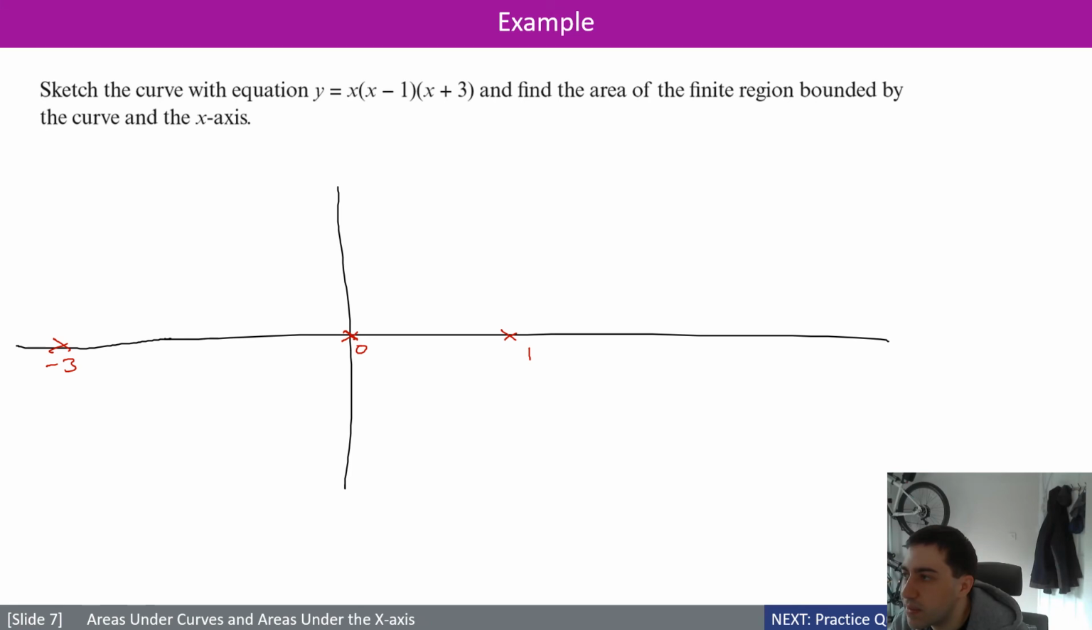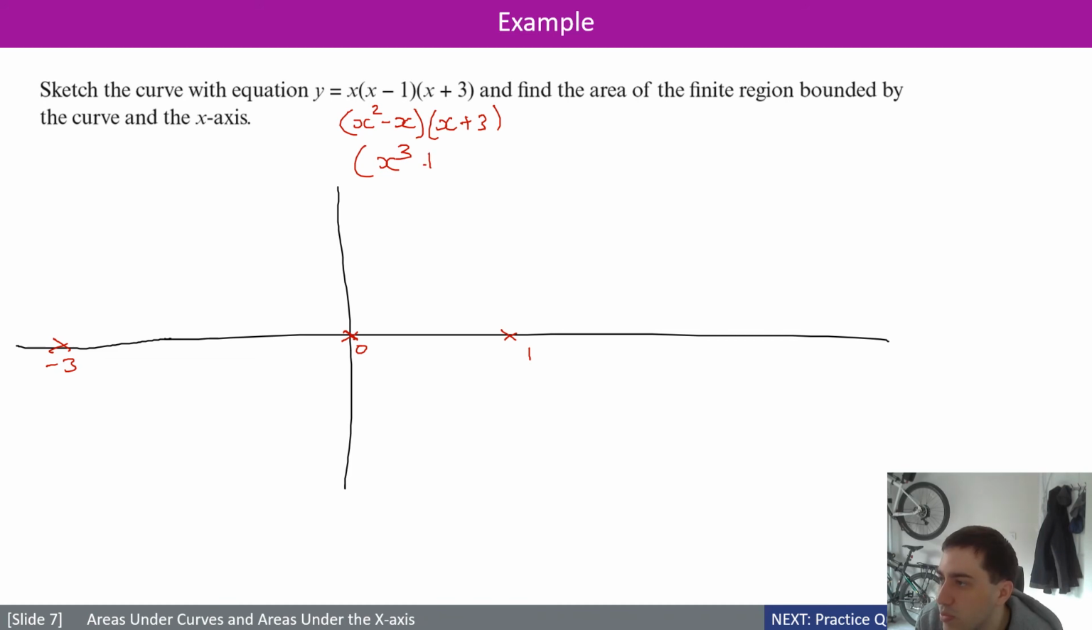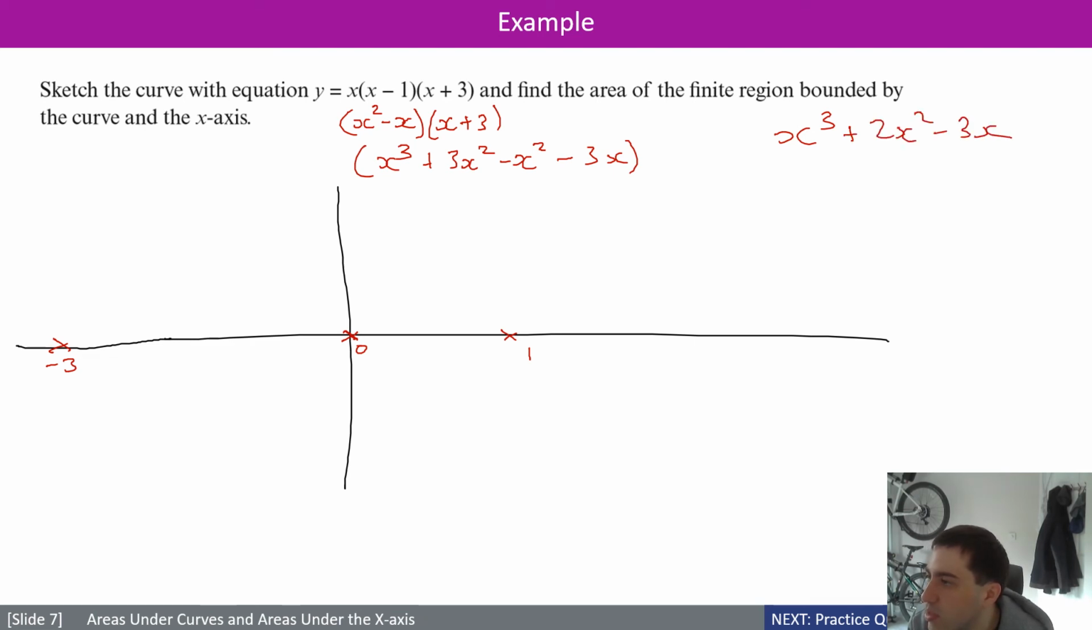It's a cubic, and we're going to have to integrate it, so we're going to have to multiply it out. So let's just do that first. That's x squared minus x times x plus 3, which gives me x cubed plus 3x squared minus x squared minus 3x. So that's x cubed plus 2x squared minus 3x. Okay, that's our function.